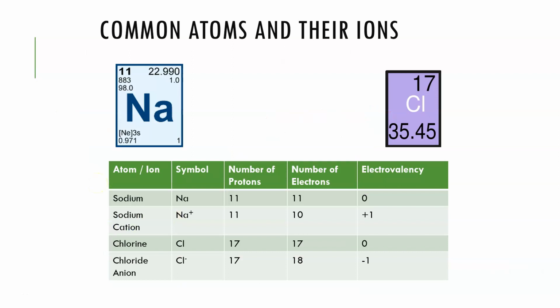So when we look at common atoms, if they're going to be in group 1, like sodium, we only need to lose 1 electron in order to complete its octet. When we lose that 1 electron, we will have 10 electrons compared to the 11 protons of sodium, giving us +1. Chlorine has 17 protons, 17 electrons. In order to complete its octet, it needs to get to 18 electrons, so we will gain an electron. This gives us 1 more electron than protons, making our electrovalency -1. So this would be a cation, and this would be an anion.